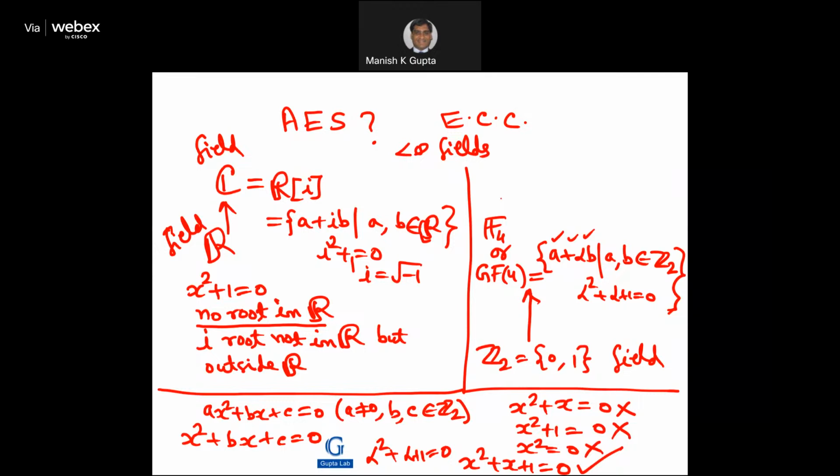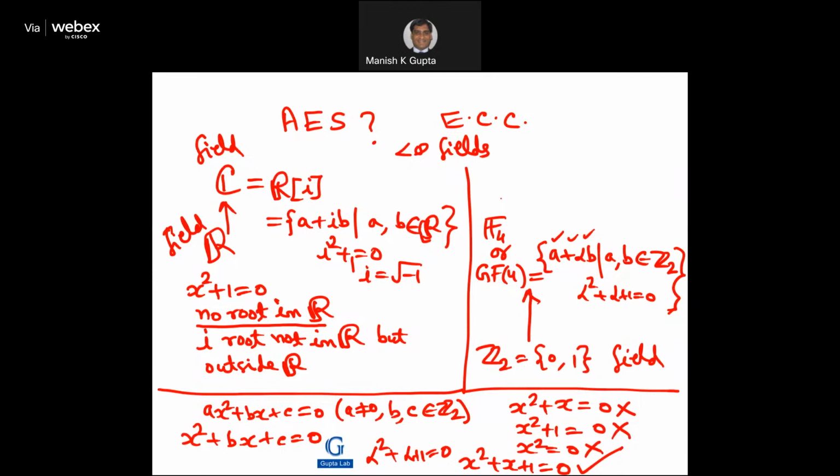Same idea, now we are saying that I want to construct a field with 4 elements. So what should I do? I take a ground field. The ground field is Z2, which is the binary field 0, 1. We saw last time that Z2 is a field, right? Every non-zero element has an inverse because 1 into 1 is equal to 1, and with respect to addition, everything is satisfied.